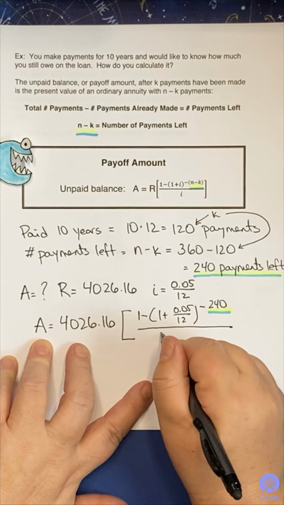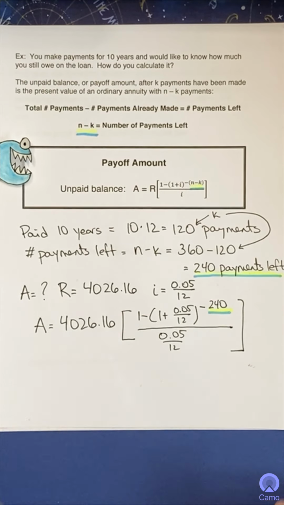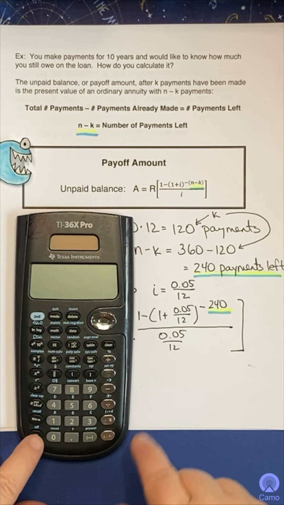And then this is all over 0.05 over 12. Now this one, I'm not going to write out explicitly how to calculate it. I'll just show you. But definitely, if you have any questions, ask. Okay, let me show you in the video though, hopefully.